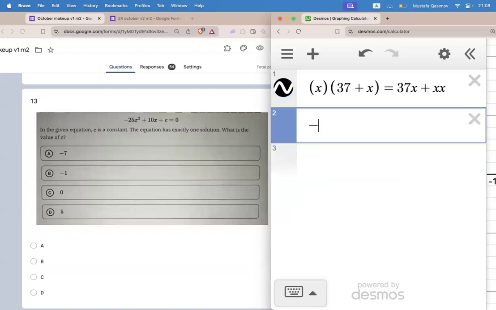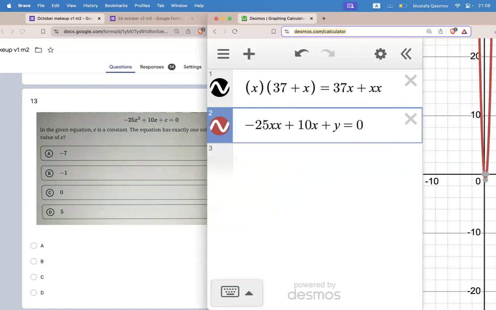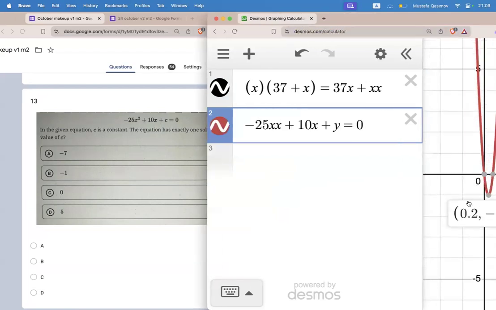13. For this type of question, you have to just write y instead of x, instead of C. Then we will get like this. Then look at the graph. Then look at this vertex point.